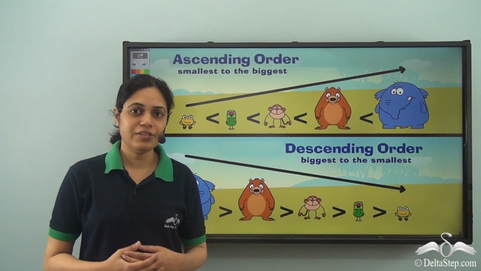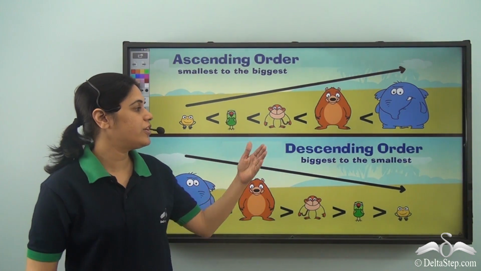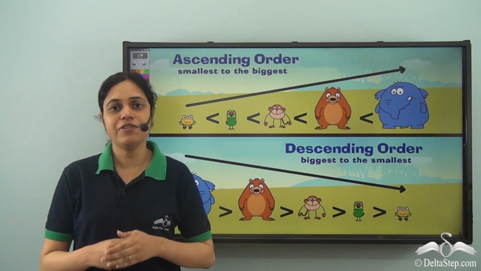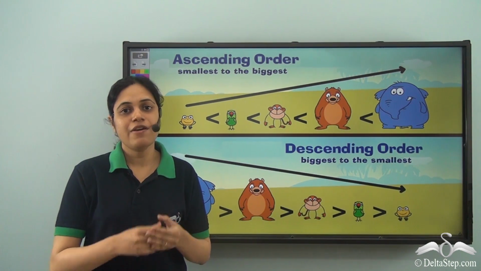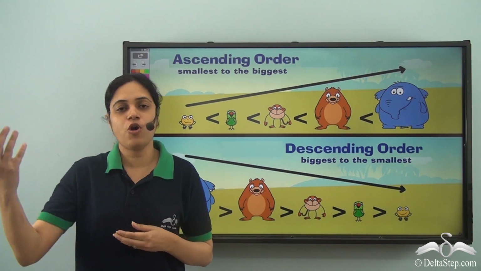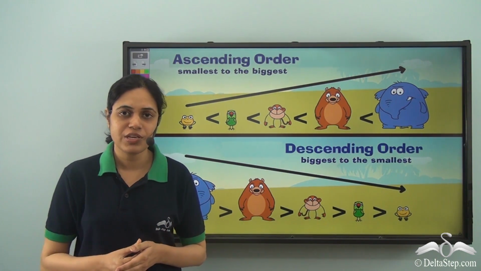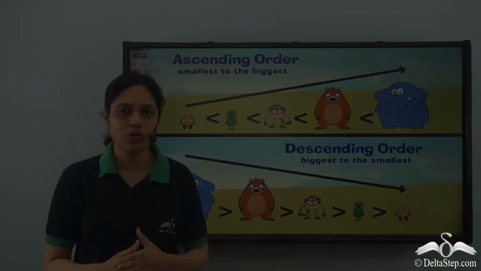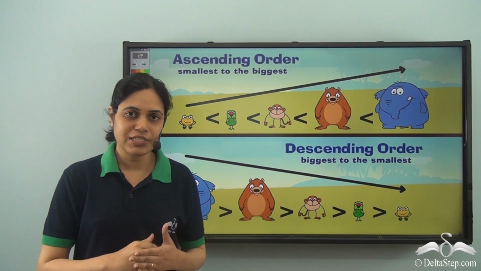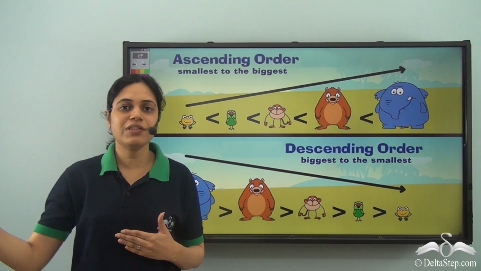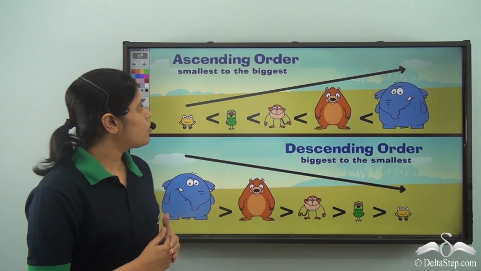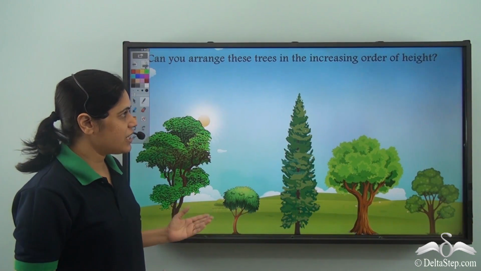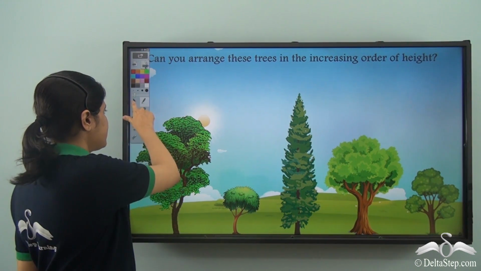We have already learned what we mean by ascending order and descending order. In our real life as well, we need to arrange things from smallest to the largest or from largest to the smallest. Say for example, when your teacher asks you to stand in a queue, at times you stand from the least to the person with the highest height. So let us arrange these trees in increasing order of their heights.